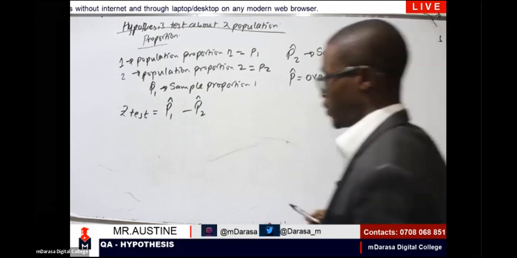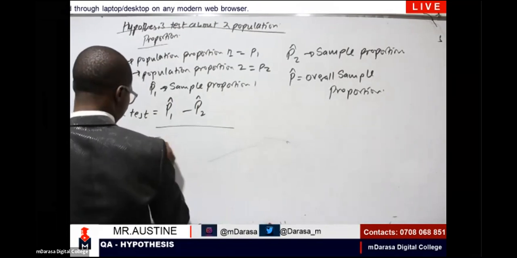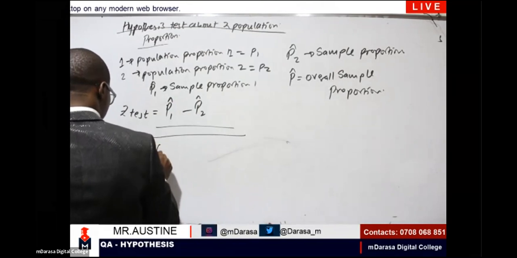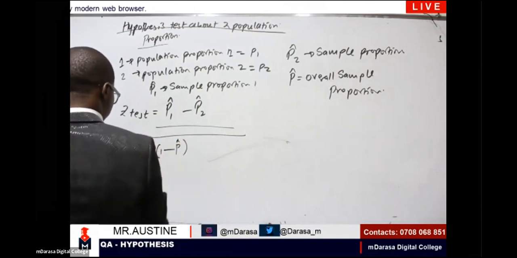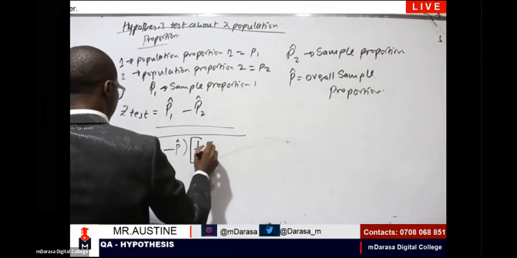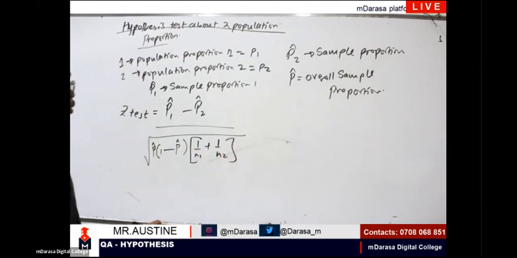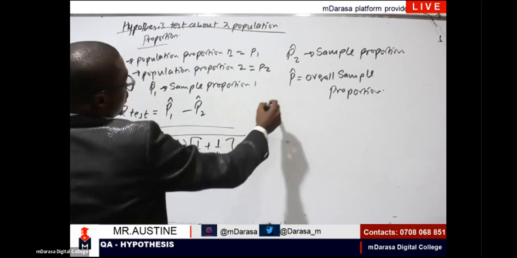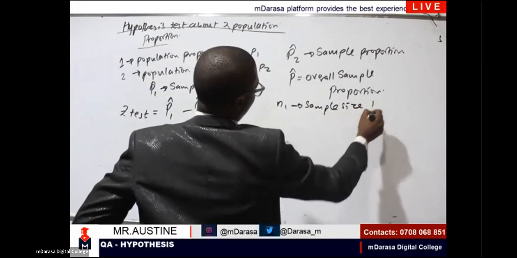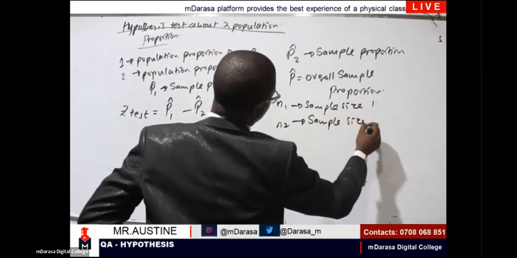So the Z test is P1 minus P2 over the square root of the overall sample proportion into 1 over N1 plus 1 over N2. We already know N1 is sample size 1, N2 is sample size 2.